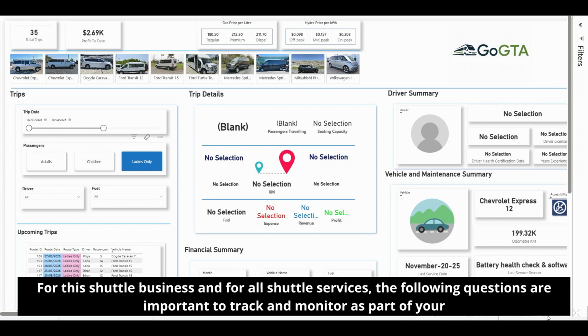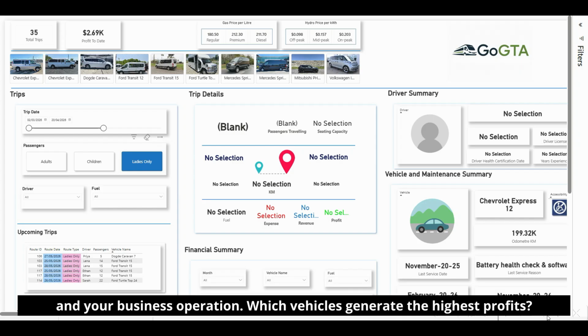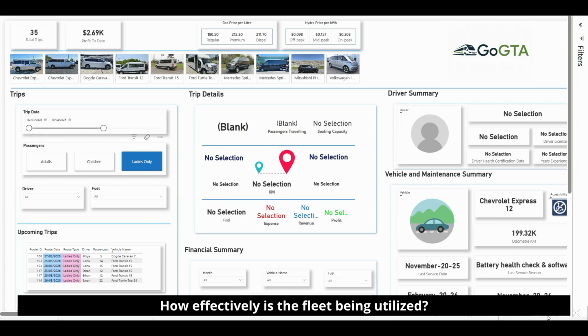For this shuttle business and for all shuttle services, the following questions are important to track and monitor as part of your project management and your business operation. Which vehicles generate the highest profits? Which routes are the most profitable? What trips are operating at a loss? How much revenue is being generated compared to expenses? Are fuel costs impacting profitability? Which vehicles are due for maintenance? How effectively is the fleet being utilized?